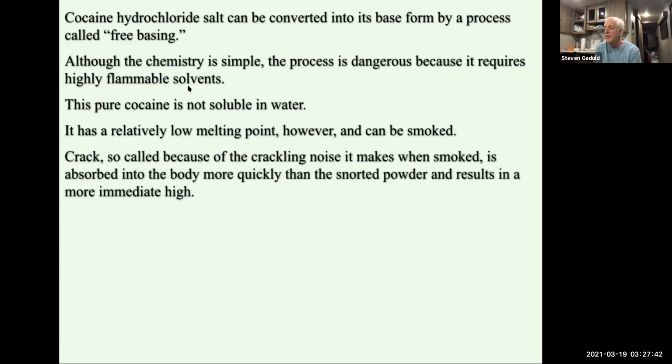Okay, so crack. Why do they call it crack? It's because it makes a crackling noise when it's smoked. When you crush it up and smoke it, it makes a crackling sound. It's absorbed in the body more quickly than powder and results in a more immediate high for crack cocaine. And that's where you get the name from.